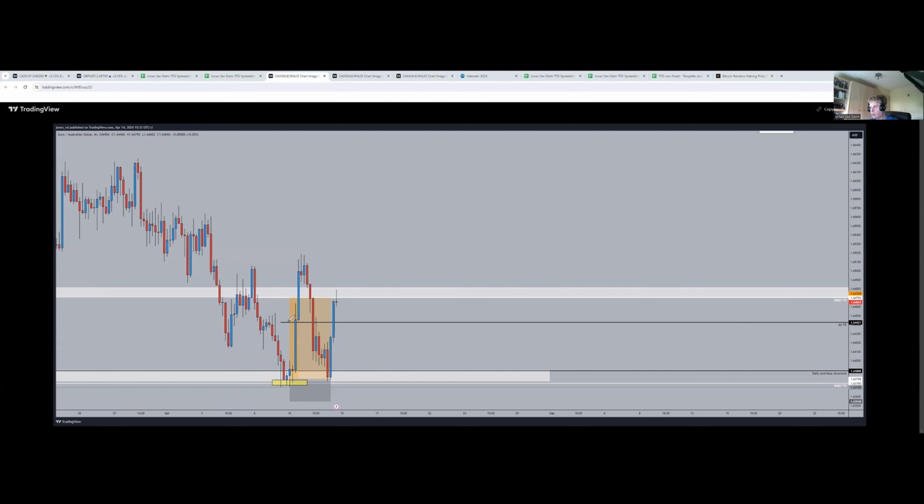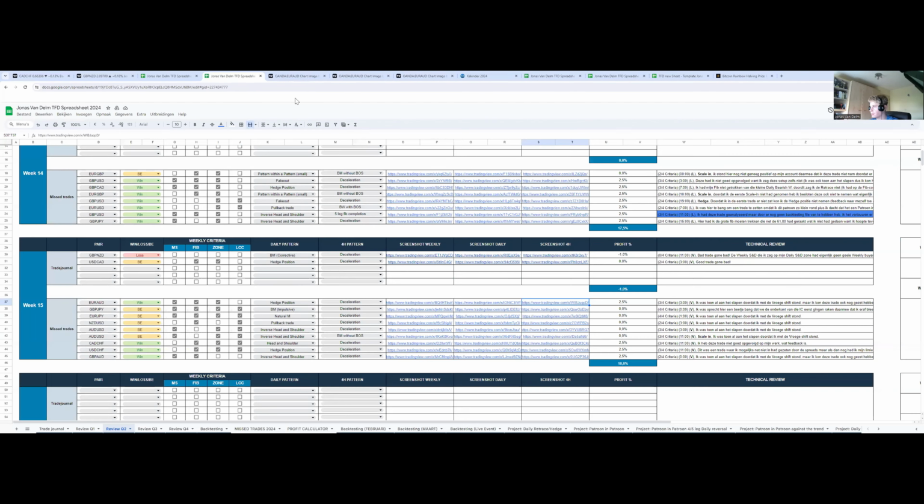You could take here 2.5% out. And here was the daily TP I would set, on the daily institutional candle highs. So this was the trade. Then the next one, GPY.